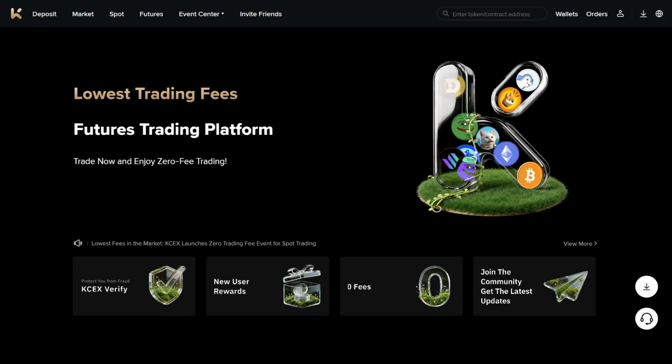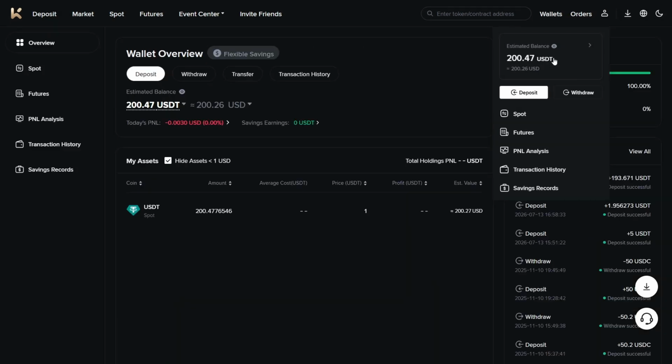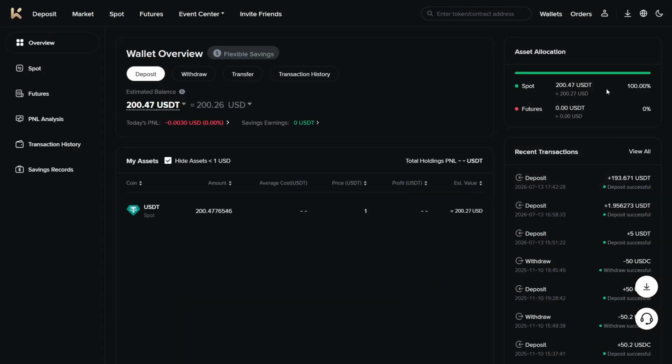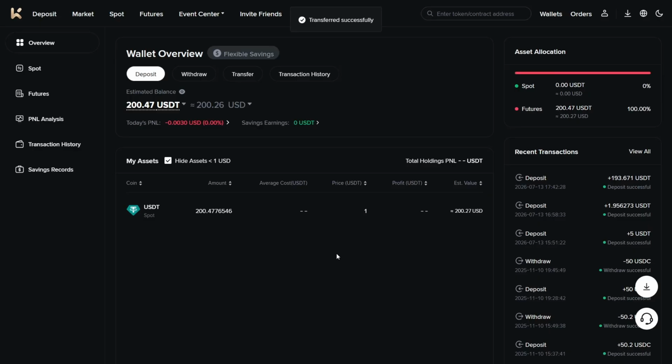Before doing any trading, the first thing we want to do is make sure we deposited crypto into the right account. So on the top, let's head to Wallets and click on our estimated balance. Here we can see on the top right that all of my USDT is in my spot account. We want it in the futures account. So we're just going to head to transfer and then transfer from spot to futures. Click all and then transfer. And we can see that it was successful. And now we have our funds in our futures account.